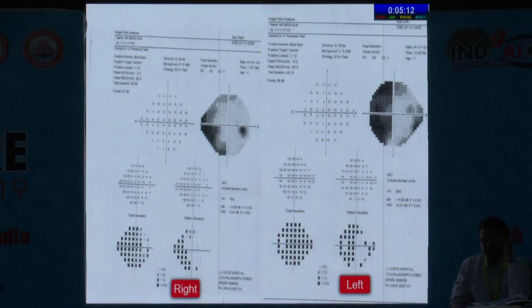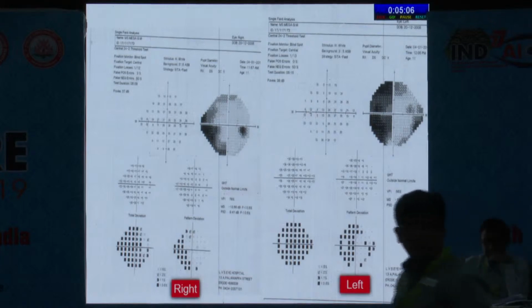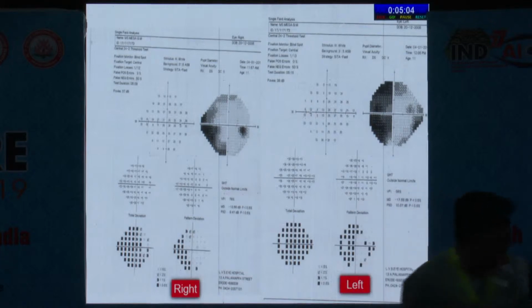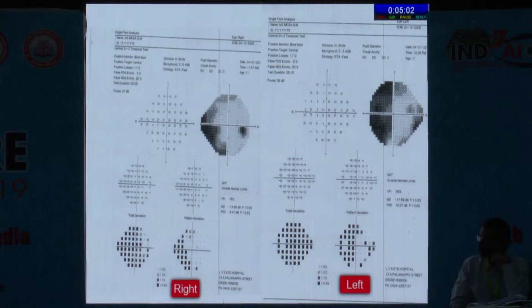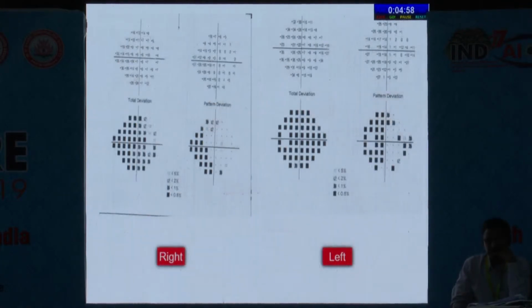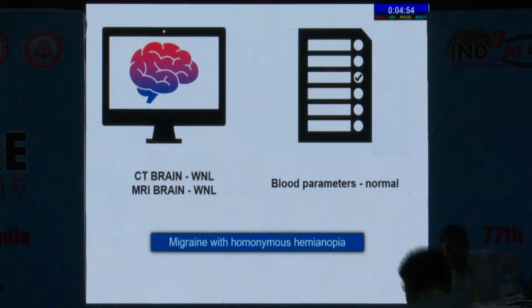And this is a standard perimetry, Humphrey field analysis SITA 24-2, done on the patient immediately after we found out that the patient had left homonymous hemianopia, which shows left homonymous hemianopia on Humphrey fields.